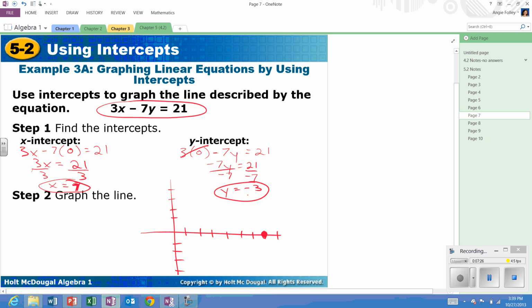Our y-intercept we just found was negative 3. So we're going to go down 1, 2, 3. And we're not going to go over anything since it's the y-intercept. Now you have 2 points, and in order to draw the graph, you just connect them with a straight line. I didn't really draw that very straight, but it should be a straight line.